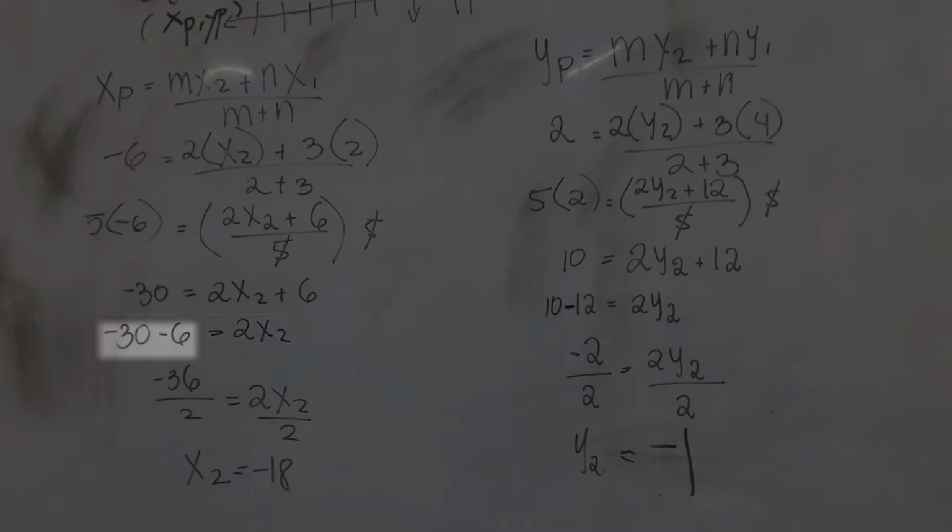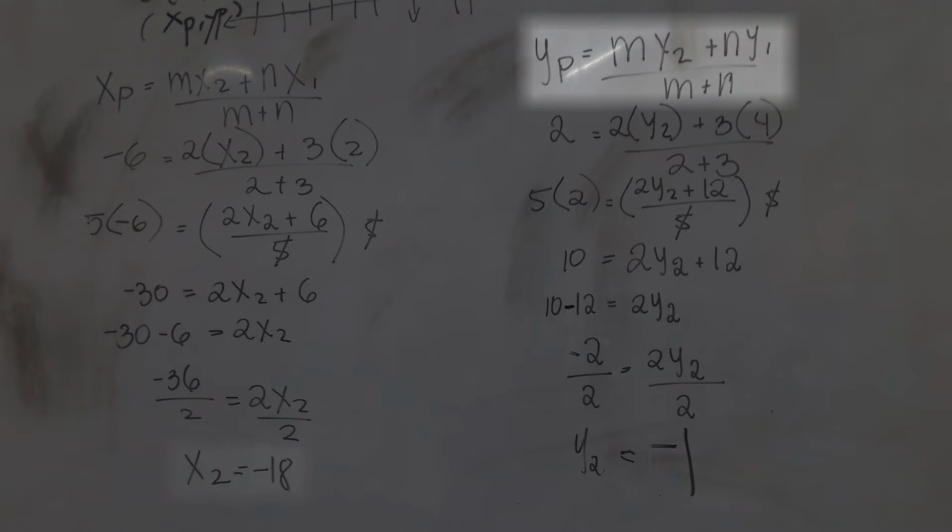Since negative 30 and negative 6 have the same signs, we are going to add those two. So the answer will be negative 36 equals 2x sub 2, and divide both sides by 2, and the answer will be negative 18. So our x sub 2 now is negative 18.